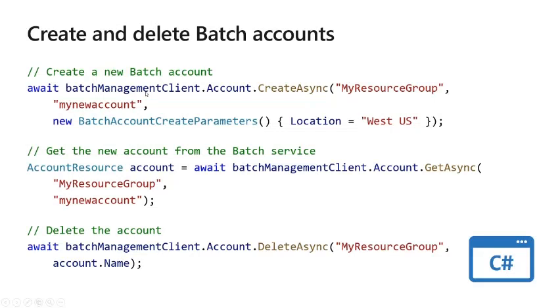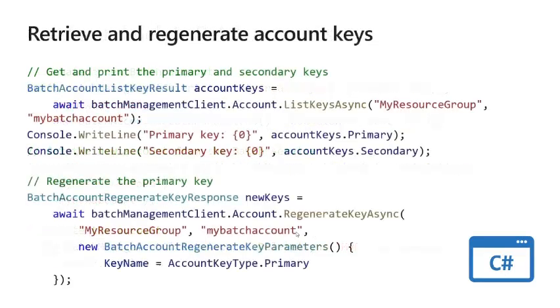This is done using the .NET library for Azure, and then get the new account from the batch service. I simply have the account resource, and using this account I can get my resource group, my new account. So I can just get the account that I just created, and I can simply delete it. It's very simple, very straightforward. You just need to use it, and then you can simply do all the operations.